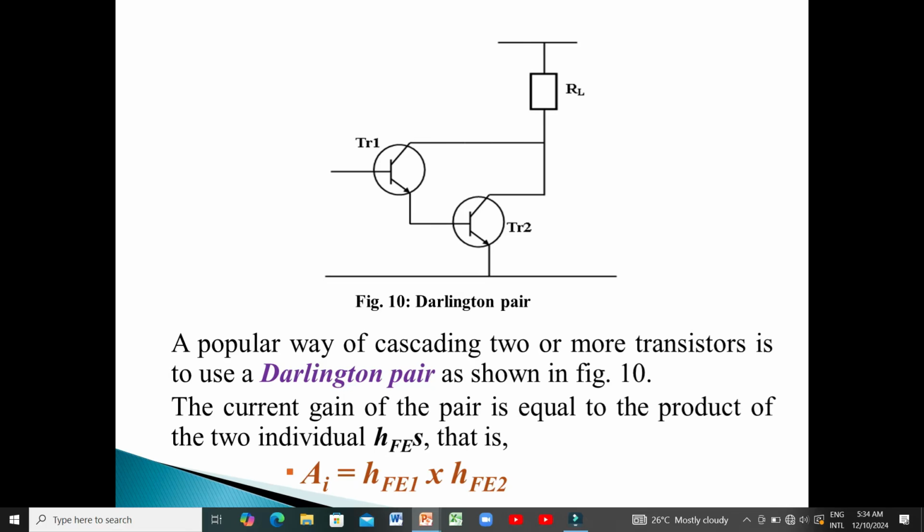Fig 10 also shows the Darlington pair, where transistor 1 and transistor 2 are combined to give higher gain. A popular way of cascading two or more transistors is to use a Darlington pair, as shown in Fig 10 above. The current gain of the pair is equal to the product of the two individual hFEs. That is, the current gain is equal to the product of hFE1 and hFE2.